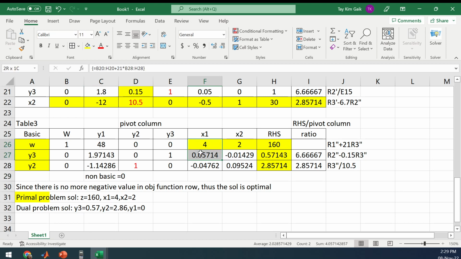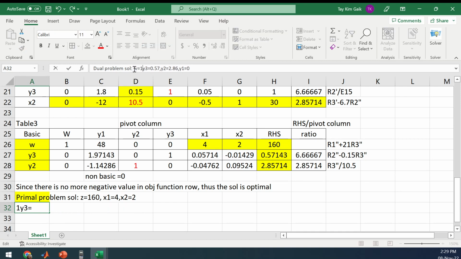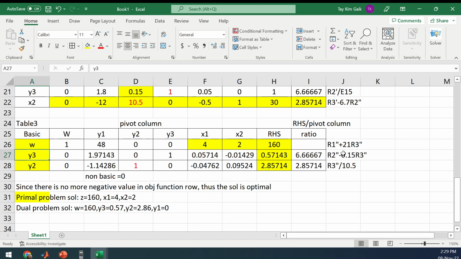But don't say x1, you cannot let it be 0, x2 cannot be 0. Because from the dual problem at the end we can obtain w is actually equal to z. And then from the dual problem, you got w equal 160. Y3 equal to the right hand side 0.57, y2 equal right hand side 2.86. Y1, because it's a non-basic variable, we let it equal to 0.